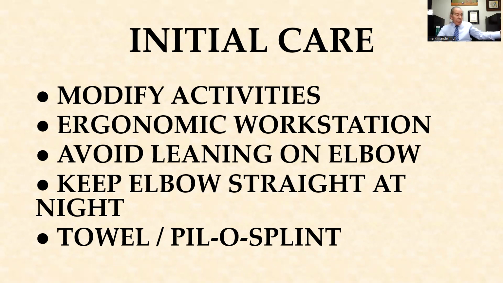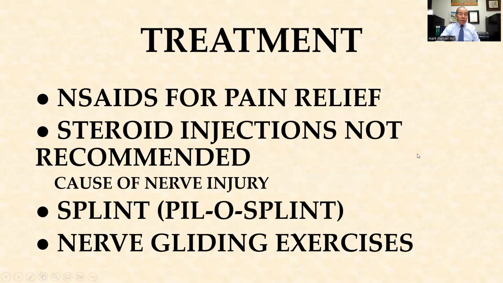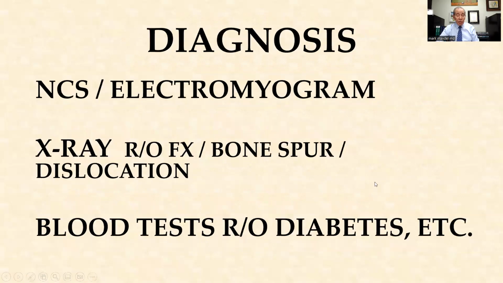But you can have the patient wrap a towel around, but for $50, you can buy a pillow splint, which is much more effective. Treatment: non-steroidal anti-inflammatories for pain relief. Here, I'd be a little cautious about injecting steroids around the elbow because the skin is quite thin, and a lot of times there's irritability in the nerve. Pillow splint, and here some special tendon gliding exercises may be beneficial.